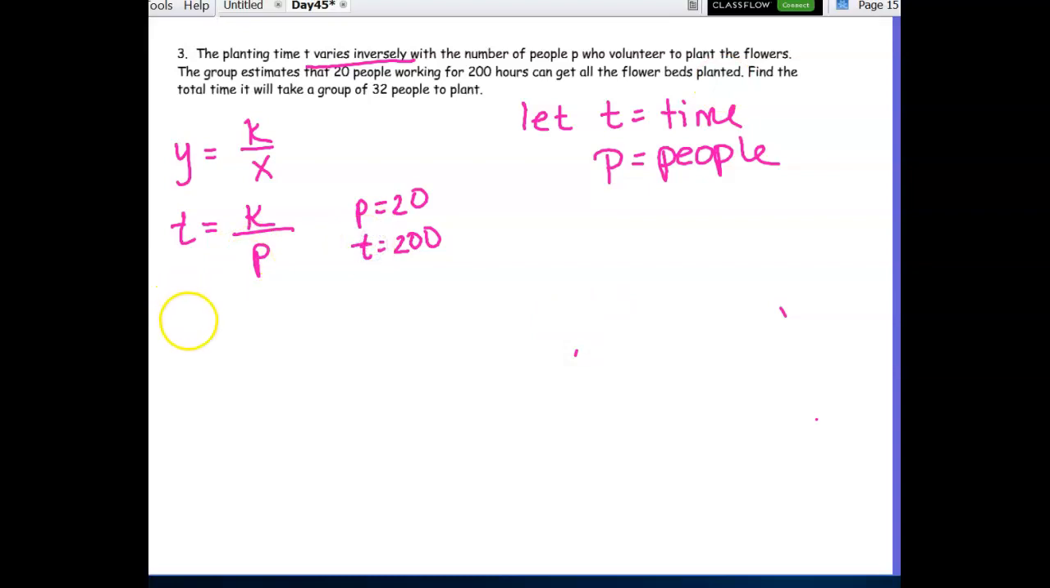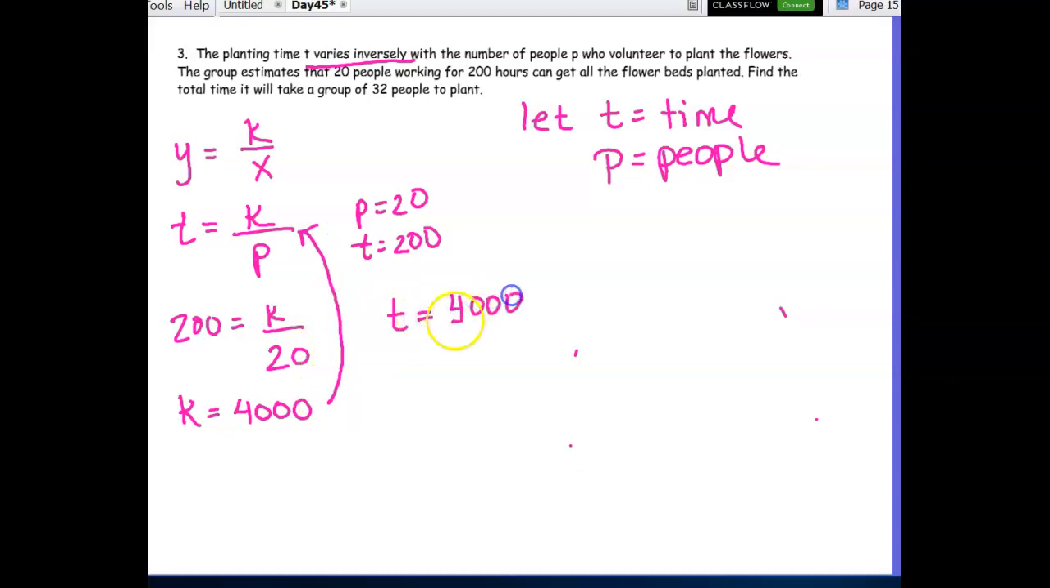So 200 is equal to K divided by 20. We just plugged in our T and our P. We calculate by multiplying both sides by 20, and our K is going to be equal to 4,000. It's like it takes a total of 4,000 man hours. That's what we do when we plug it back in. The time is going to be 4,000 divided by how many people. So there's the equation.